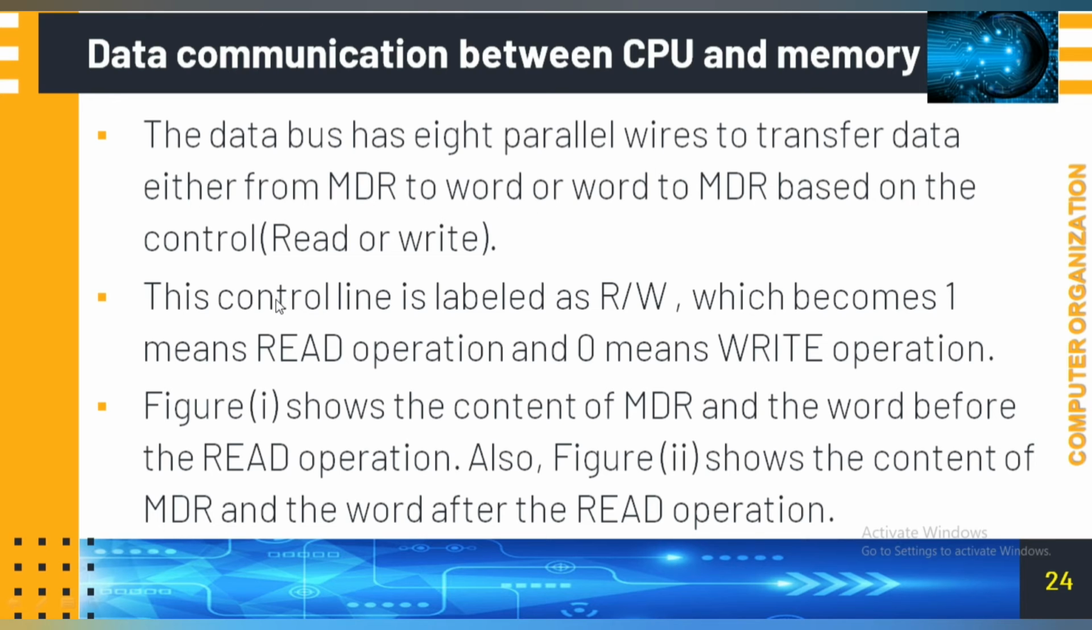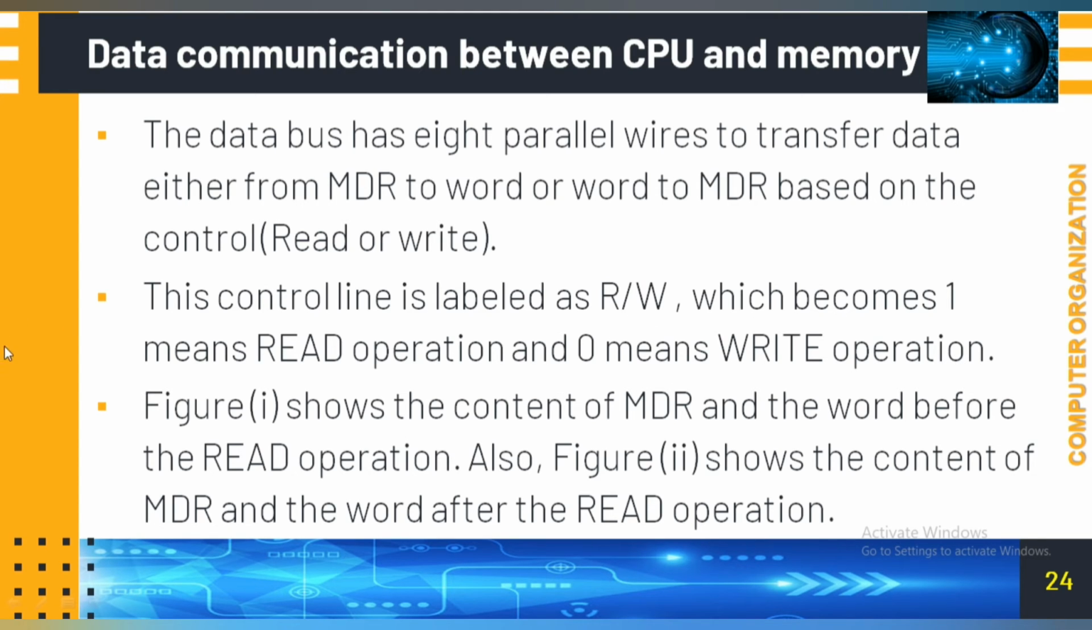Okay, so this control line is labeled as R/W, that is it can perform any one operation at a time. Either it can read the data or it can write the data. So when it becomes 1, it means read operation. So if the control signal gives the signal 1, then it performs a read operation, or if it passes the signal 0, it does the write operation.